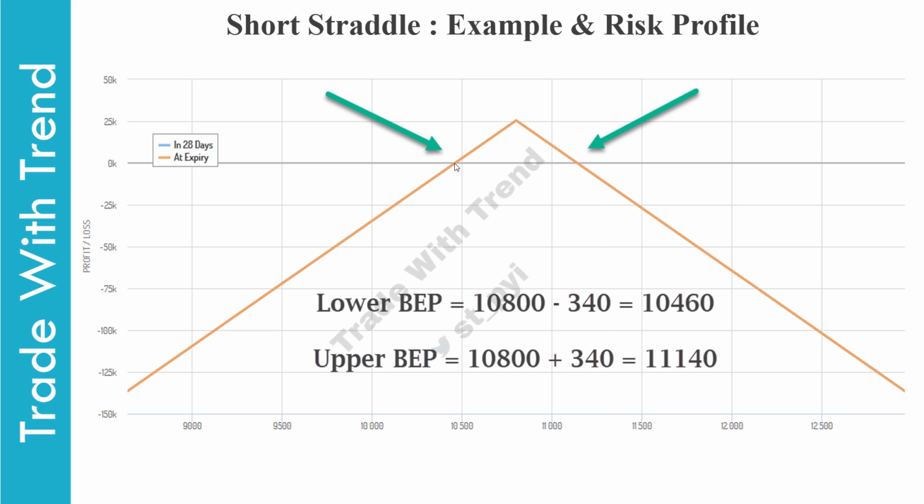Now, when price slips below the lower break-even point, you potentially stand to lose unlimited money. And when spot crosses the higher break-even point, again, you stand to lose a potentially unlimited amount of money. Therefore, you need to ensure that price stays in a range. Now, when to execute this particular strategy, that is long straddle and short straddle, those conditions I will take up towards the end.